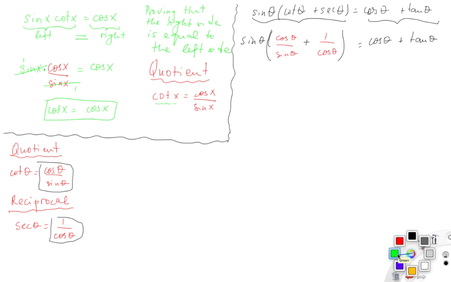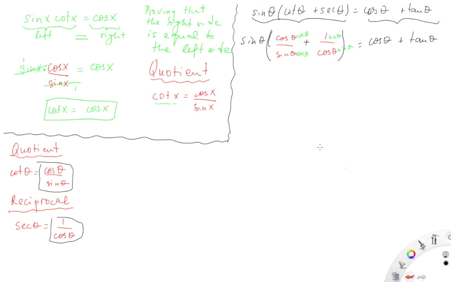How do I add fractions? I need the same denominator. So to get the same denominator, I'm going to multiply sine of theta by cosine of theta. And if I do it to the bottom, I have to do it to the top, cosine of theta. And on this side, to get the same denominator, I have to multiply cosine of theta by sine of theta.